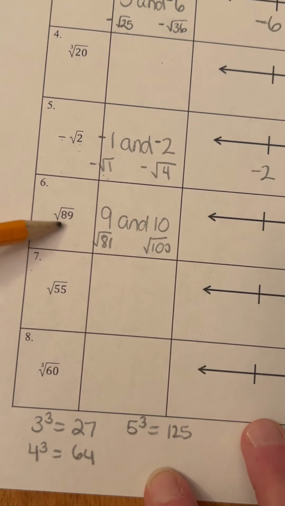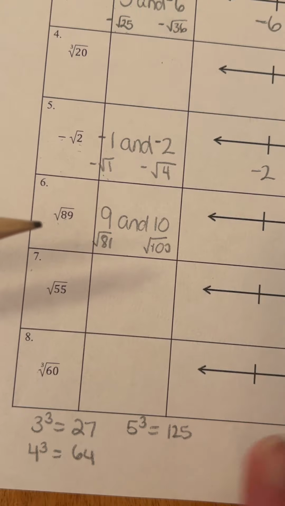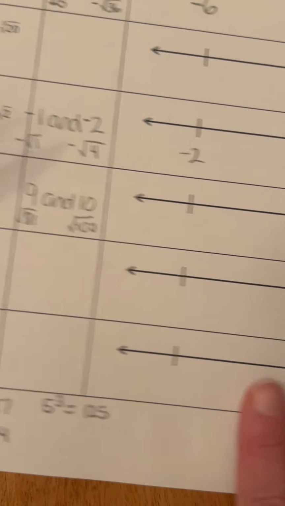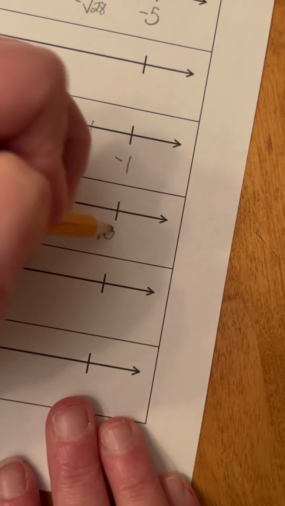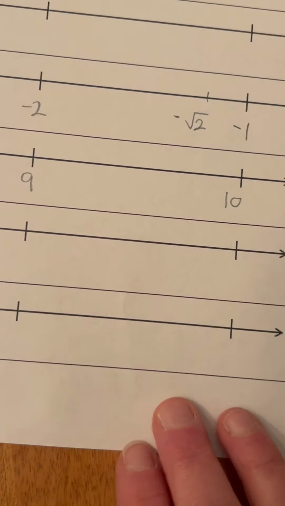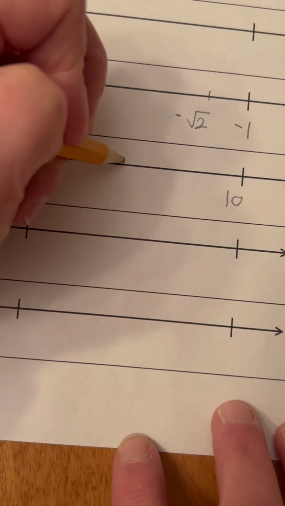Now we're looking at 89. Obviously it's only 8 away. The number is only 8 away from 81 and it's 11 away from 100. So it's fairly close to in between. So when I'm doing my number line, I would do 9 here. I would do 10 here. And like I said, it is approximately halfway.